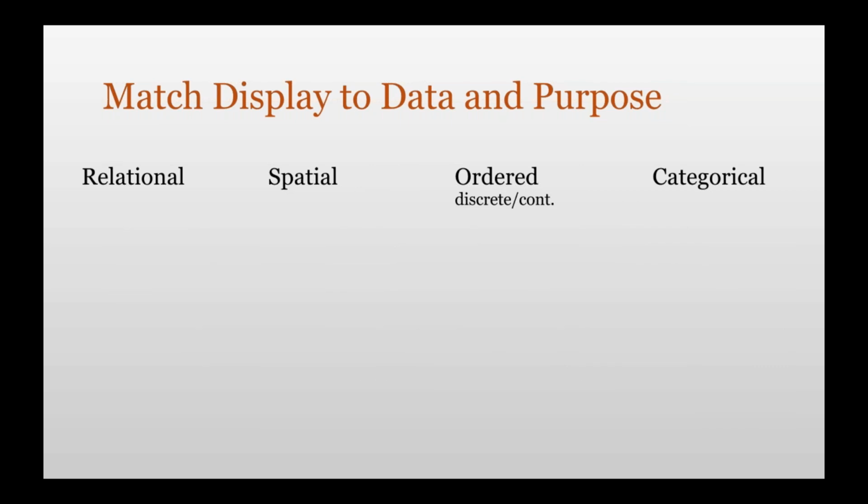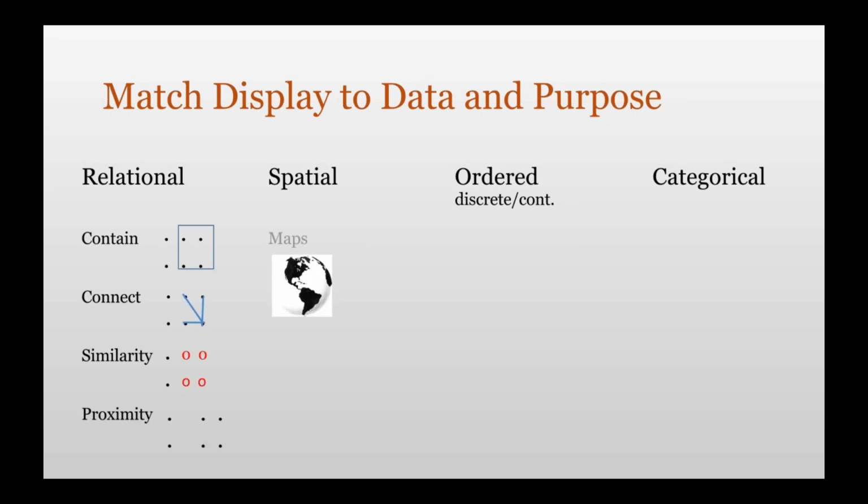And then for each of these data types, there are a few strategies of how best to display, how best to sort of map your data relations. So for spatial data, maps are really the way to go. That's pretty much the sort of tangible relationship between the points that you're looking at.